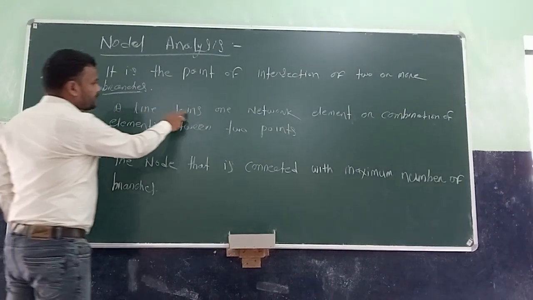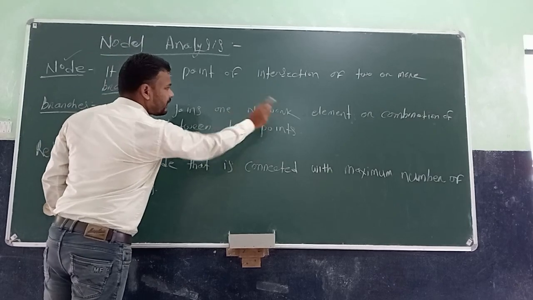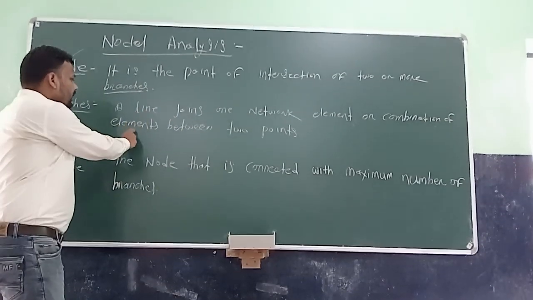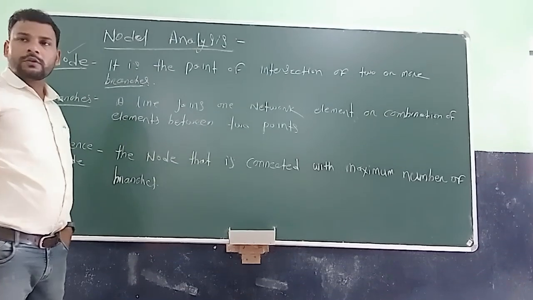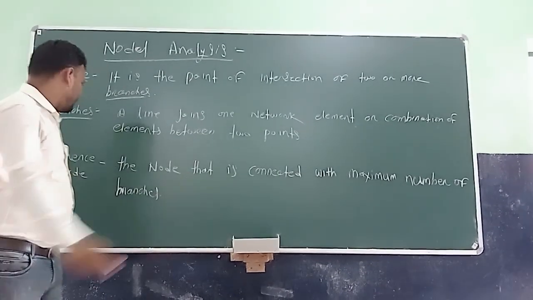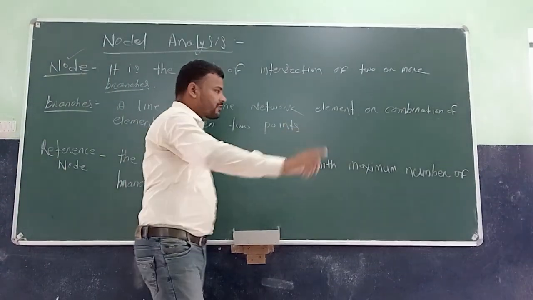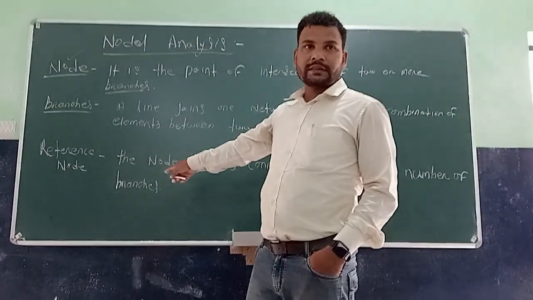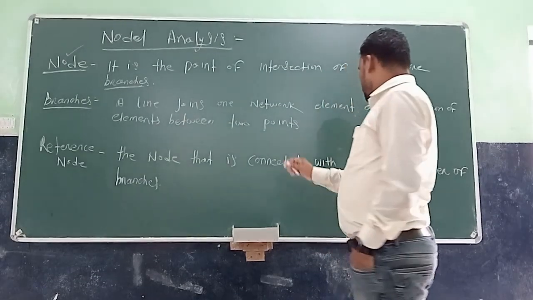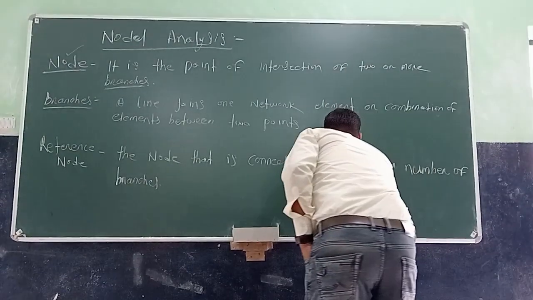A line joining one network element or combination of elements between 2 points is called a branch. Reference node: the node that is connected with the maximum number of branches is known as a reference node. Let us assume this one is a network.